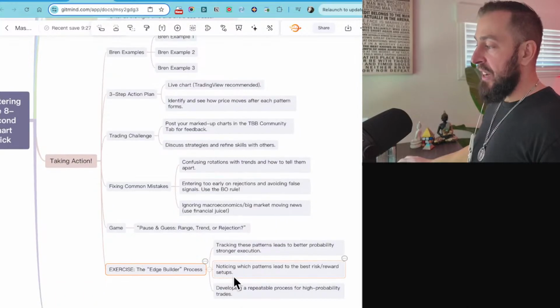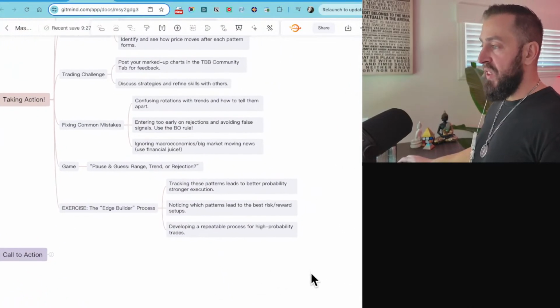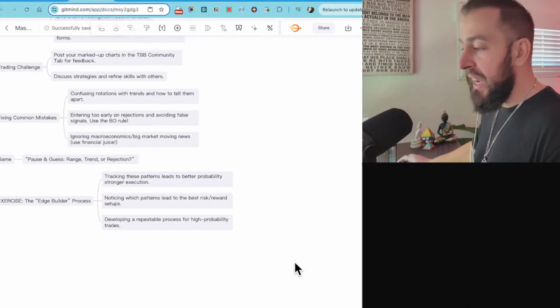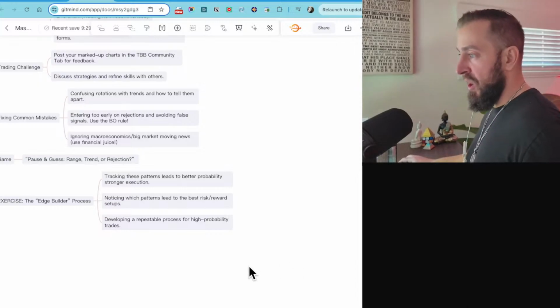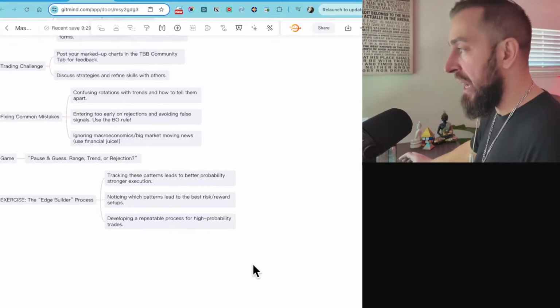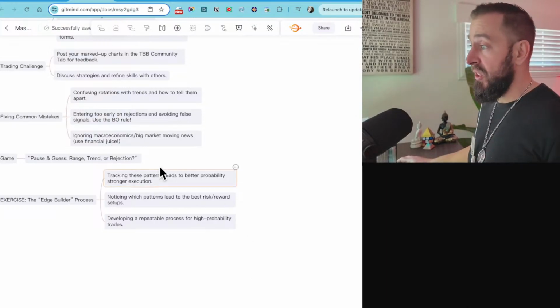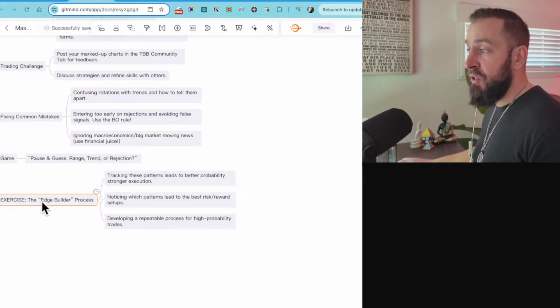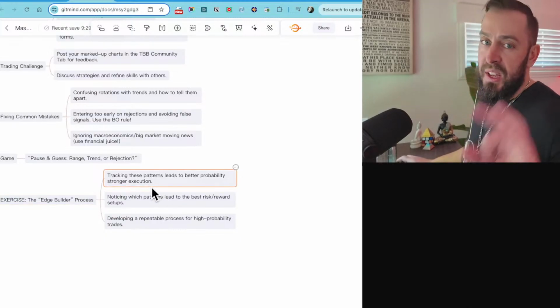So here's an exercise I want to give you, because my goal in this video is to get you to apply what you learn, so that you can have a radical transformation in your trading results. Here's the exercise I want to give you, called the Edge Builder. Here's the Edge Builder process. What you're going to do is 3 things.